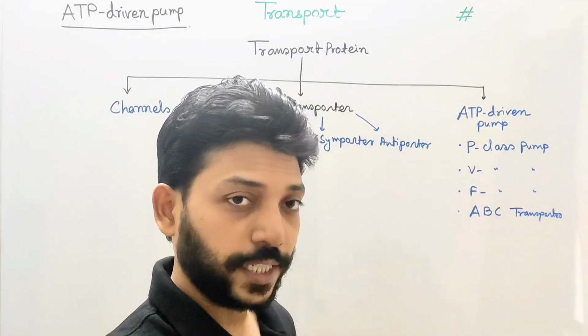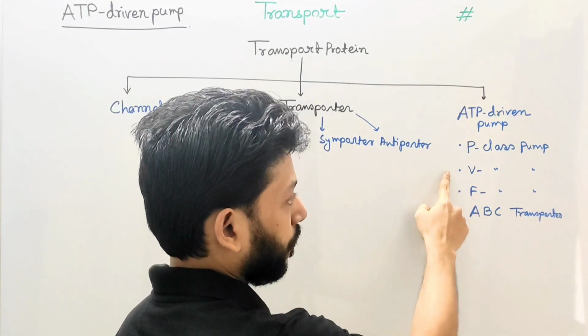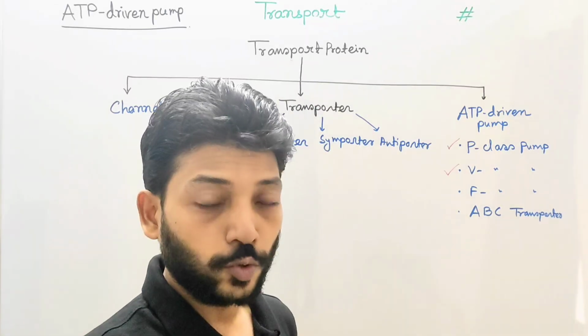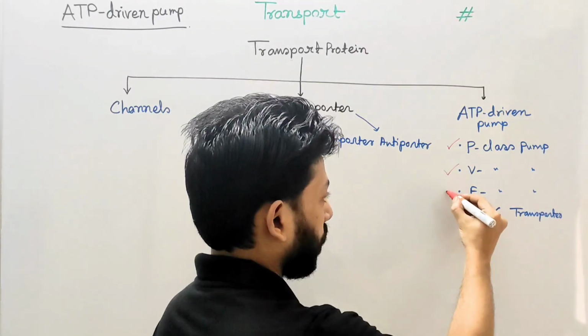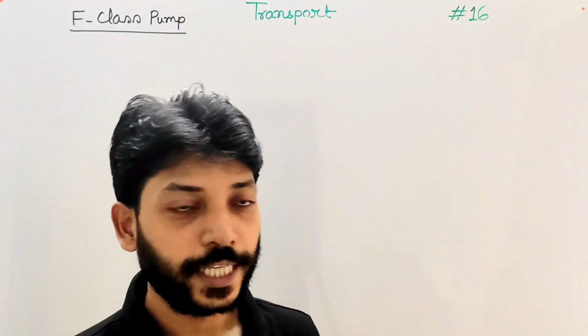Now ATP driven pump contains four different classes of proteins. One is called P class pump, V class pump, F class pump and ABC transporter. Now today we are going to learn about F class pump. At first I will mention some basic facts about this F class pump.